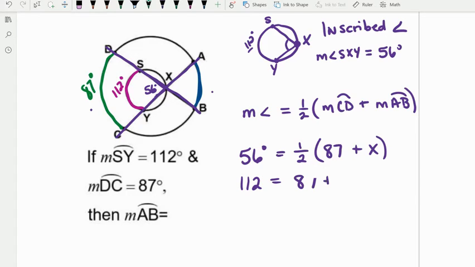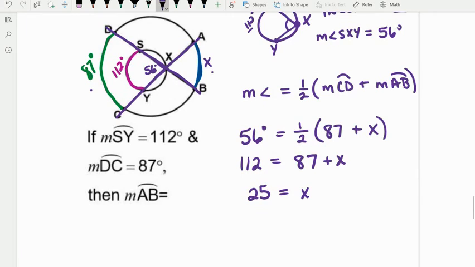87 plus x. And then that means if I subtract 87 from both sides, x would equal 25. And x, we said, was our arc AB, right? So the measure of arc AB is 25 degrees.